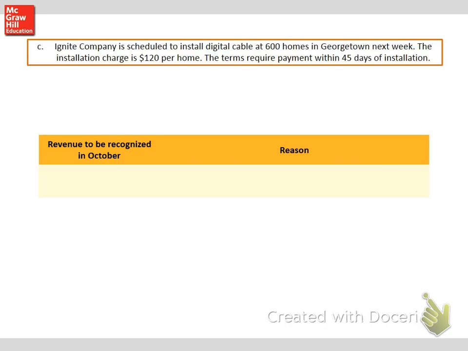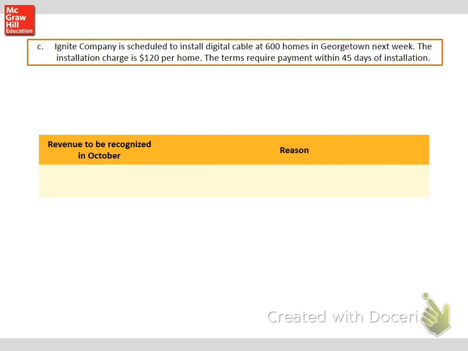All right. Ignite company is scheduled to install cable. So the company is going to install cable at 600 homes in Georgetown next week. The installation charge is $120 per home, and the terms require the payment within 45 days. Is the revenue going to be recognized in October? No. Why not? It's just stating this is what we're going to do. Right. They haven't done anything. They're scheduled to do that.